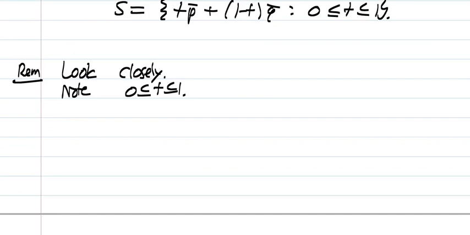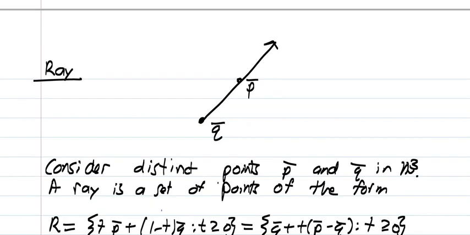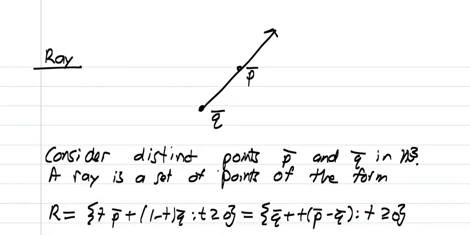All right. We can also define another idea, a ray. It starts at point Q, and you want to have all of the points radiating outwards containing point P. So here's the definition. Consider distinct points P and Q in R3. A ray is a set of points of the following form: R is tP plus (1 minus t)Q. And notice the condition: t is greater than or equal to 0.